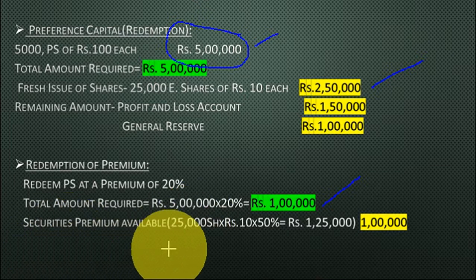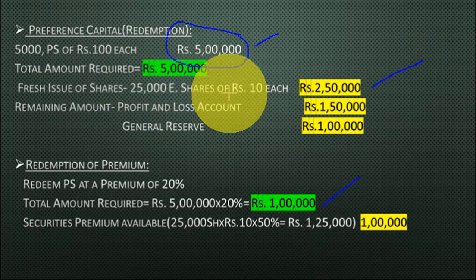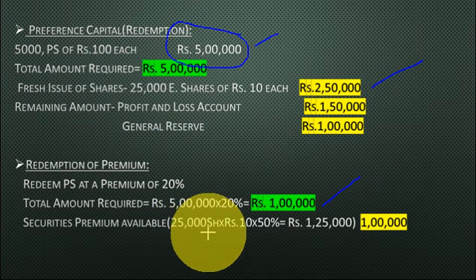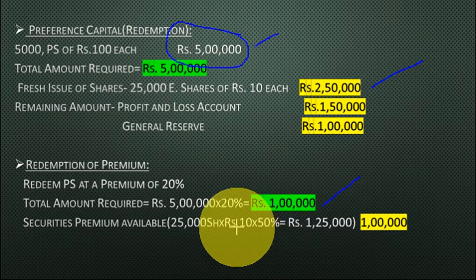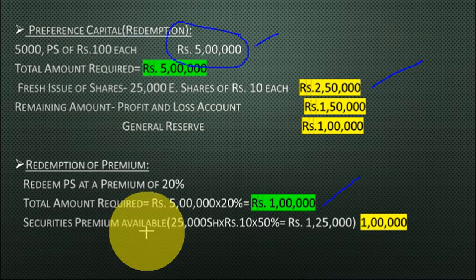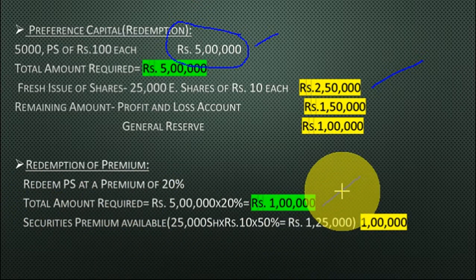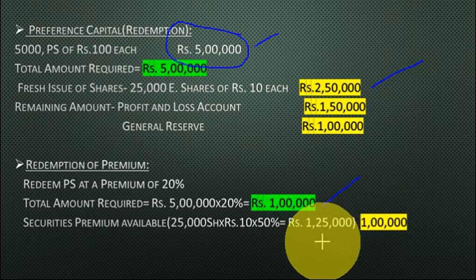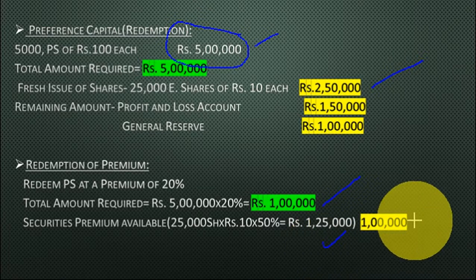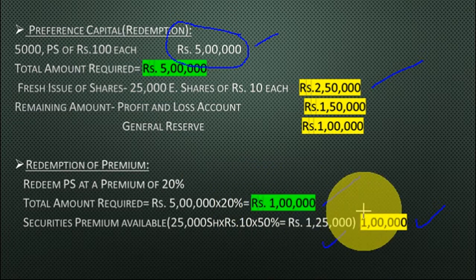So securities premium available. We have issued, see, here you can see fresh issue of shares, 25,000 equity shares of rupees 10 each. So 25,000, 10, 50% is the premium. So 1,25,000 is the premium. So securities premium we have 1,25,000. How much do we require? Only 1 lakh. So we can directly take 1 lakh from this. We need not take from profit and loss account or make other arrangements. We have sufficient money, 1,25,000. Out of that we can use 1 lakh for paying the premium on redemption. Clear?